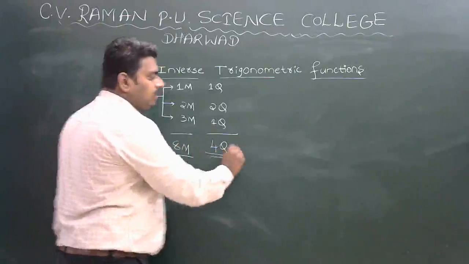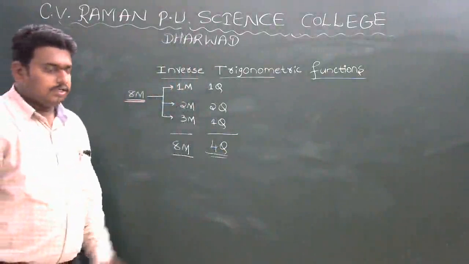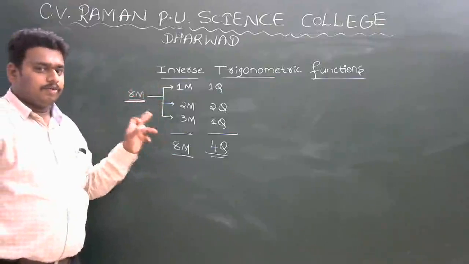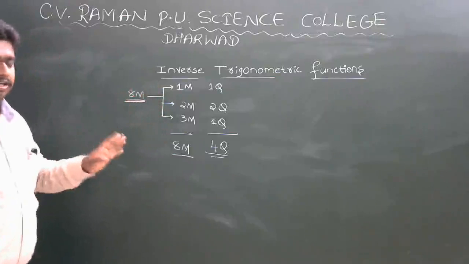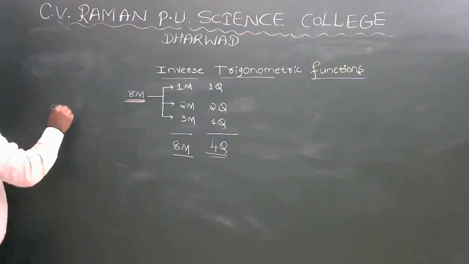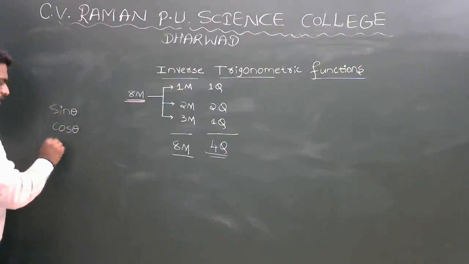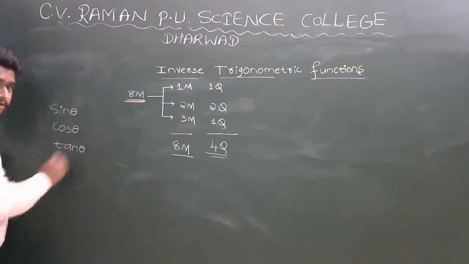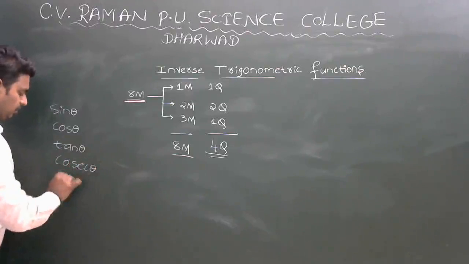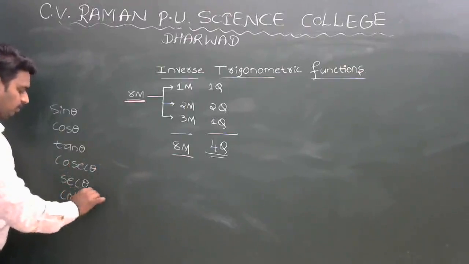One of the easiest chapters of your mathematics. Okay, so first we have to remember the 6 trigonometric functions. What are the 6 trigonometric functions? Sin theta, cos theta, tan theta, okay, and your cosec theta, sec theta, and cot theta.